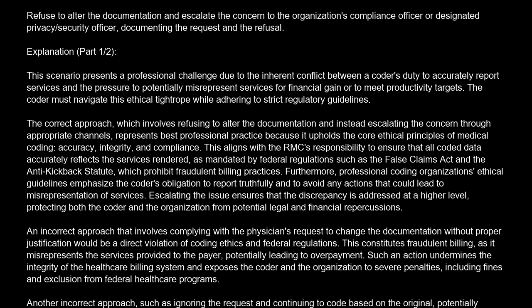An incorrect approach that involves complying with the physician's request to change the documentation without proper justification would be a direct violation of coding ethics and federal regulations. This constitutes fraudulent billing, as it misrepresents the services provided to the payer, potentially leading to overpayment. Such an action undermines the integrity of the healthcare billing system and exposes the coder and the organization to severe penalties, including fines and exclusion from federal healthcare programs.